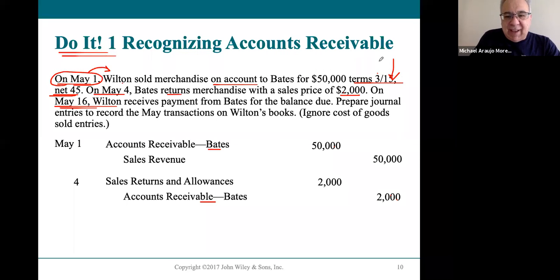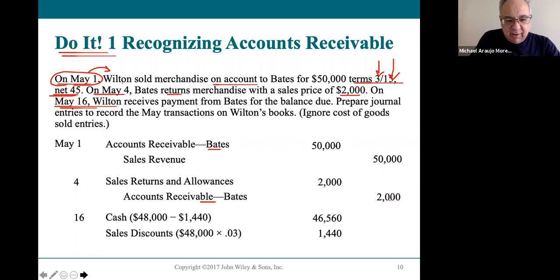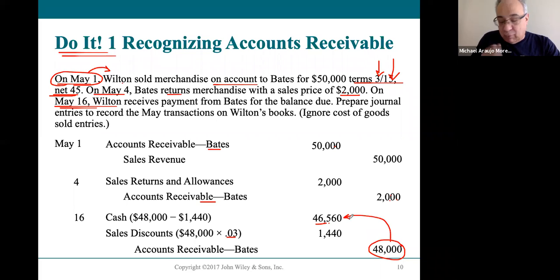If they pay, they get 3% off. So although it looks like they're owed $48,000 of receivables, they're only going to be collecting $46,560 of cash. Why? Because that 3% discount was $1,440. So yes, they did get their receivable paid, but it wasn't worth $48,000. It was only worth $46,560.